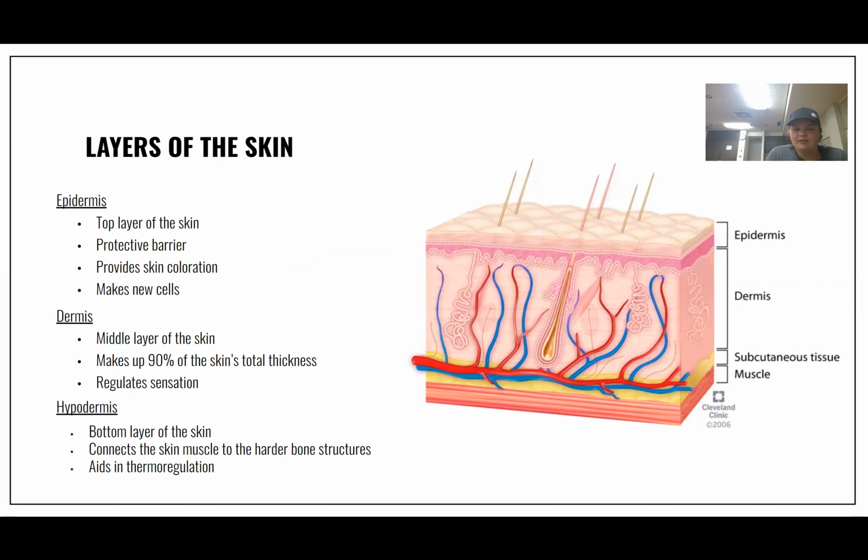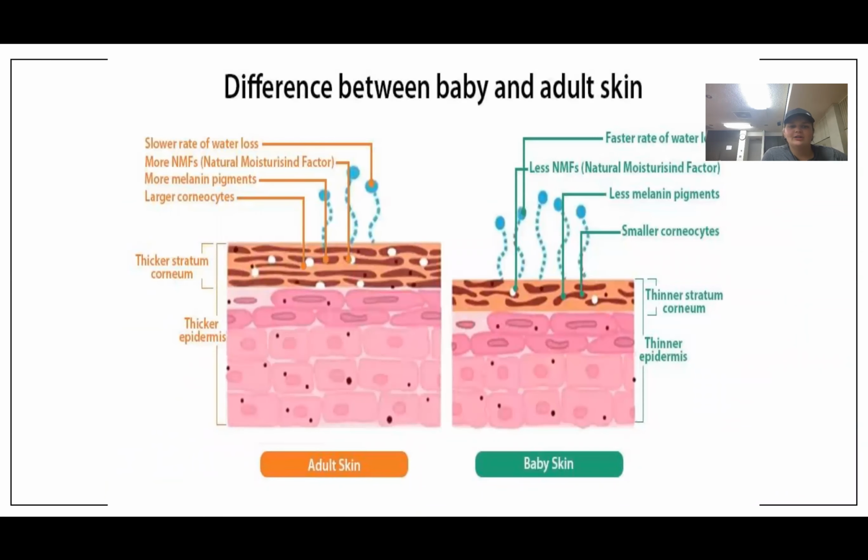And then last but not least, you have the hypodermis, and this is the bottom layer of the skin. It connects the skin muscle to the harder bone structures, as we can see in the diagram. It aids in the thermoregulation process, and it also allows for us to feel the different sensations as found in the dermis, such as if you burn yourself, you can feel the pain and you react to that said burn.